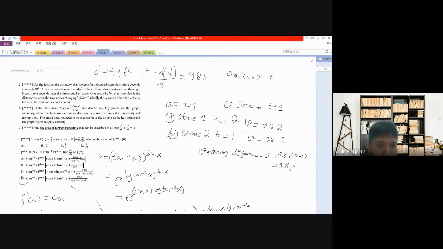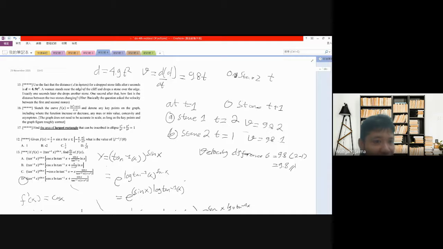Number 16, I think you can do that. So basically, you must find the inflection point, and the minimum, maximum, and something like that. They say that the graph does not need to be accurate in scale as long as all the important points, the asymptote, the inflection, the maximum, minimum, all the extreme points are drawn correctly.